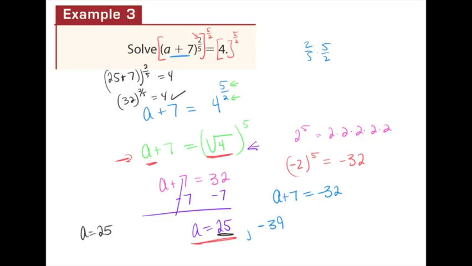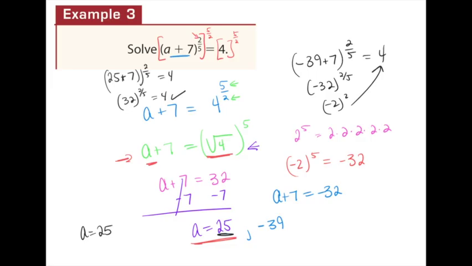Check the other one. So I have negative 39 plus 7 raised to the 2/5 equals 4. Well, negative 39 plus 7 is negative 32 to the 2/5. The 5th root of negative 32 is negative 2. Squared is 4. Negative 39 actually works as well. Those are both answers that work for that problem. They both work for that problem.